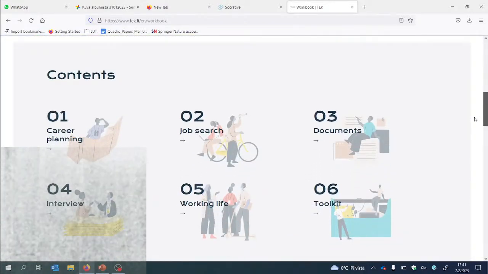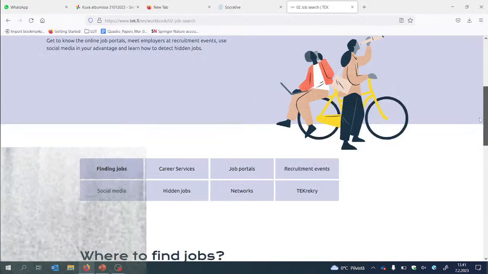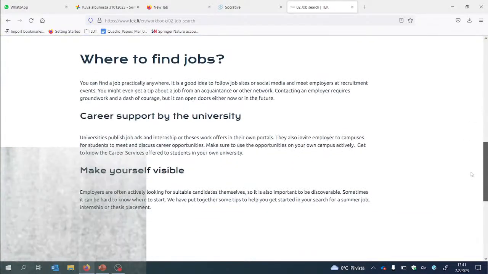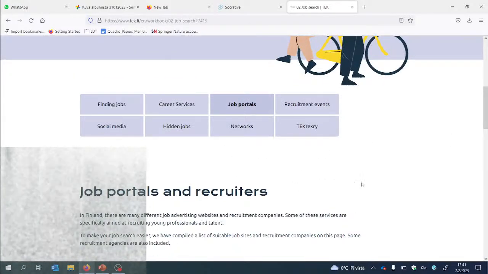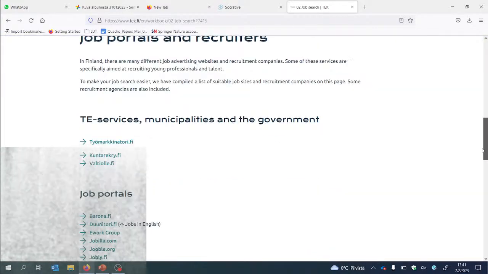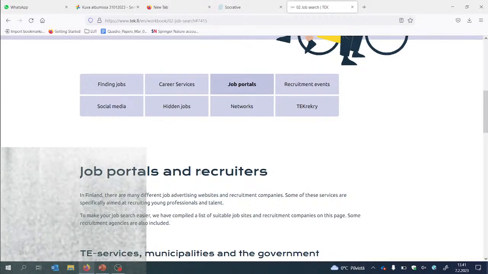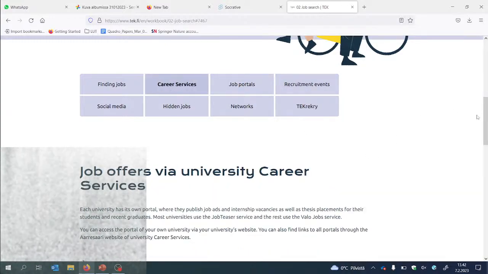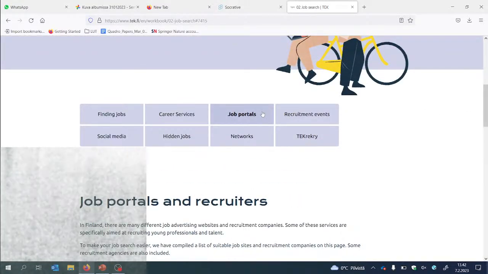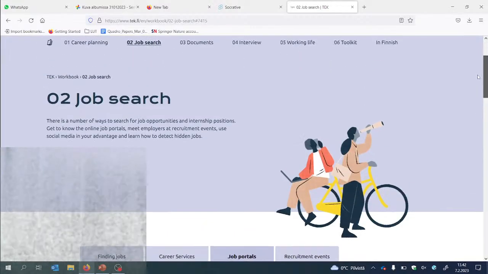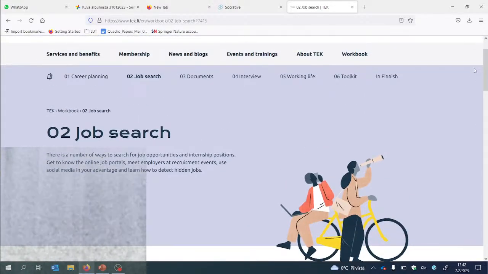Career planning, job choosing, documents. Let's take a look at that. Finding jobs, make myself visible. Not career services, social media. I think there's supposed to be recruiting events, a list of companies, and how you can send your application to these companies. I need to take a look at this myself to be able to guide you better. We get back to this. Take a look at this before the next week's lecture.